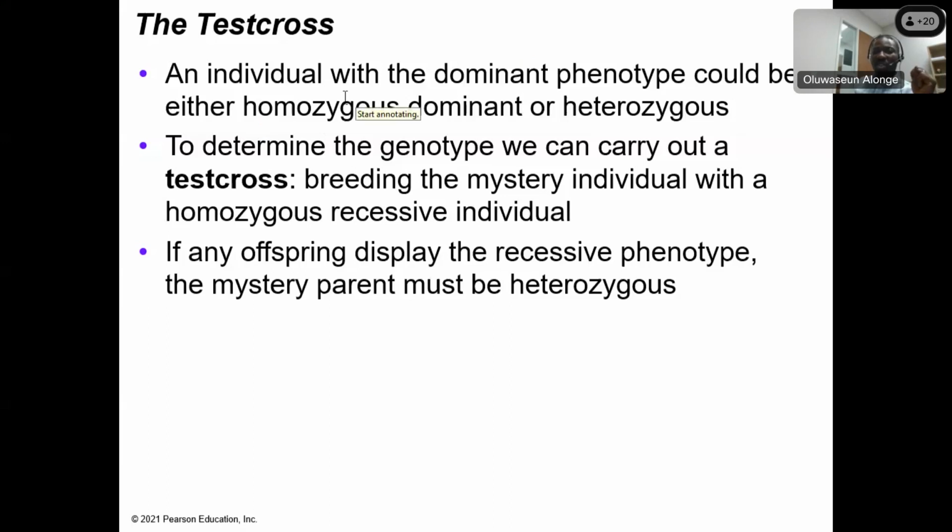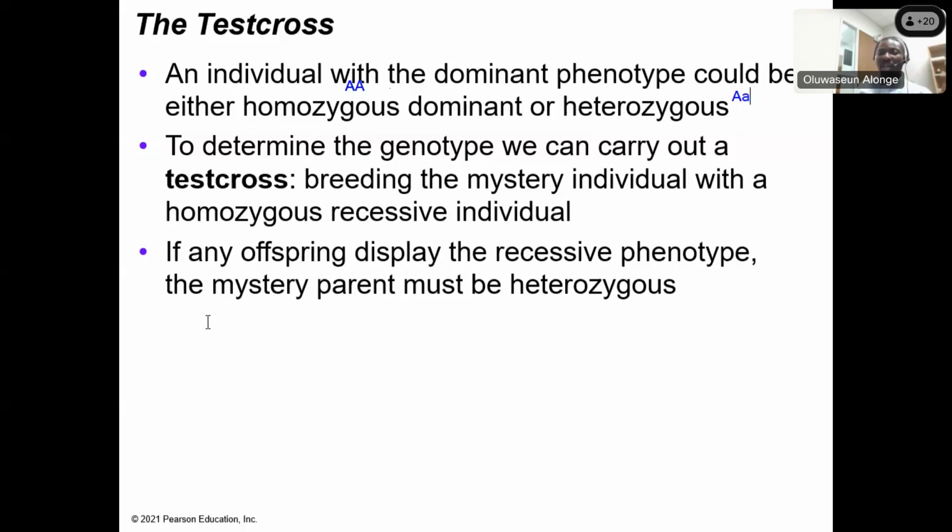Homozygous dominant is going to be like uppercase A, A. And then heterozygous is going to be like this. All right, that's heterozygous. To determine the genotype from the phenotype, we can carry out the test cross, breeding the mystery individual with a homozygous recessive individual. If any offspring display the recessive phenotype, the mystery parent must be heterozygous. So this is what we are saying. In essence, it's just test crossing, right?